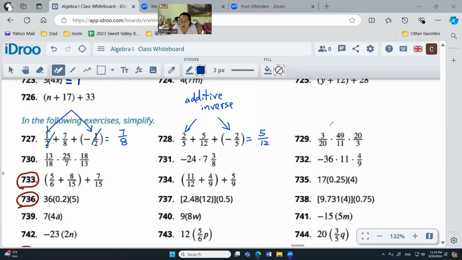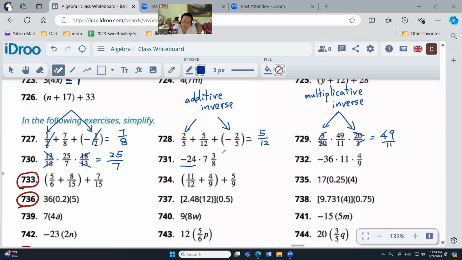Now this is called multiplicative inverse. They cancel out. Bottom, top, top, bottom equal to 1. So they are called multiplicative inverse, and it's 49 over 11. All right, what is this called? Multiply, become 1. What is it called? Multiplicative inverse. Multiplicative inverse.